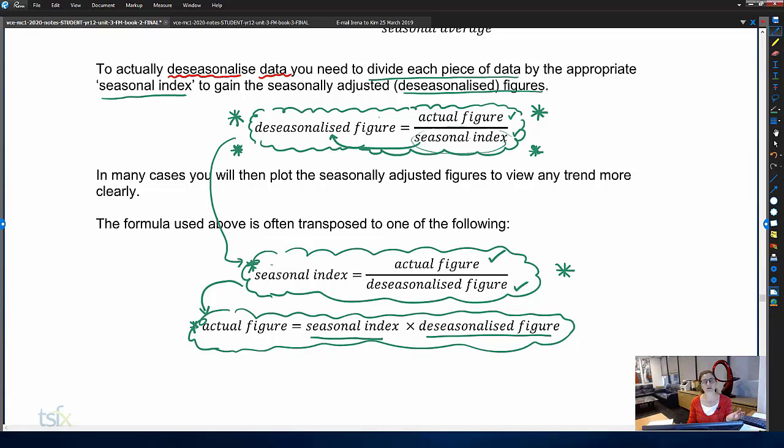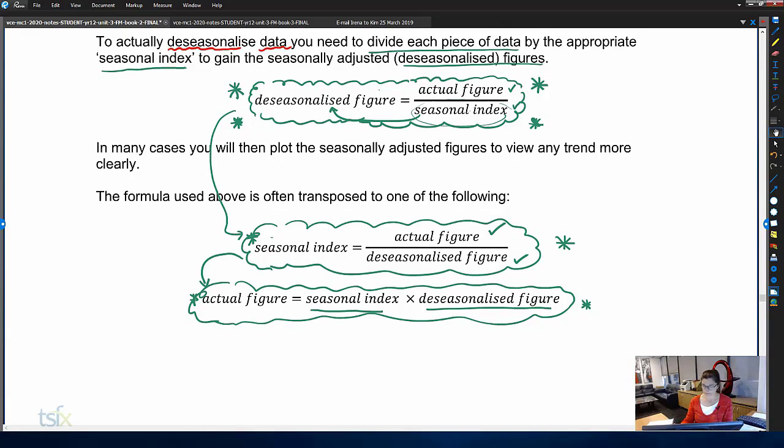If they're asking you to calculate the actual figure, you want this one. So it's just saving you a step, essentially, if you've got all 3 there. And that might be a good approach to adopt.